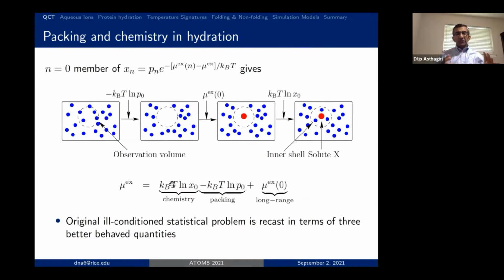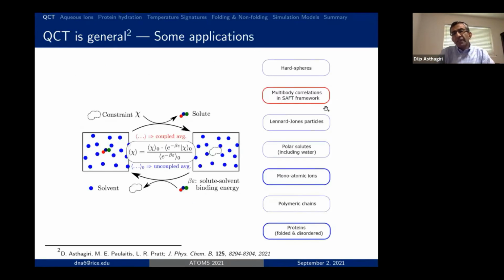So what I have tried to do in these slides so far is to just give you an overview of the theory without going into too much depth. Throughout this development, I have chosen the number of solvent particles as an order parameter, but the order parameter can be anything, provided we are able to define a suitable constraint to indicate that order parameter. I'm going to generically indicate that constraint here as some chi.